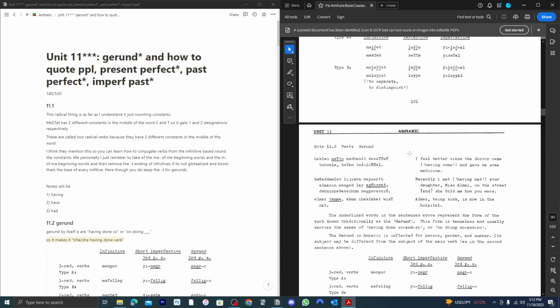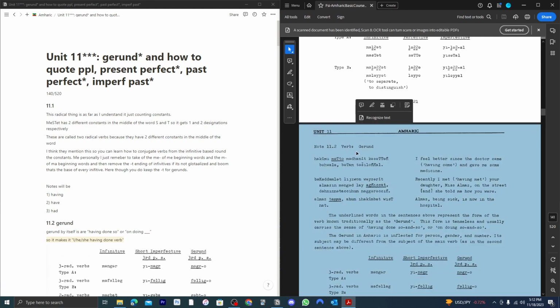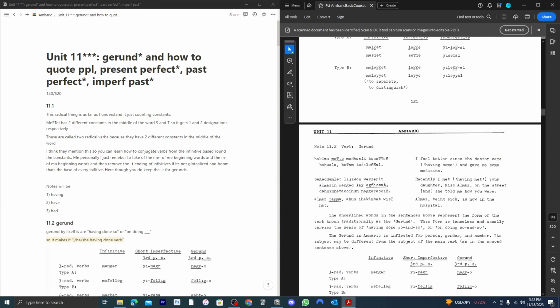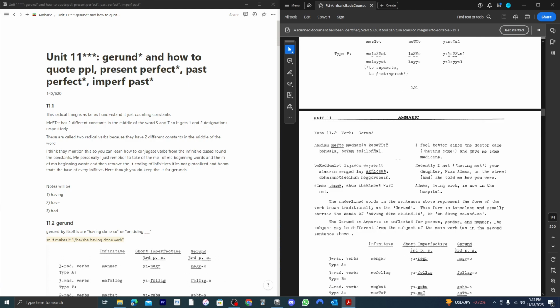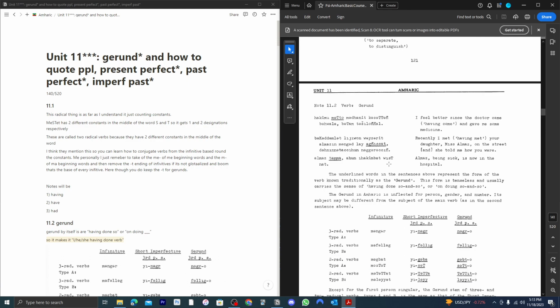So the gerund is basically a way of saying having done this and that, or he or she having, in this case, having come somewhere, or having met someone, or being sick. Then XYZ. So Hikimu meteto. This is an example of the gerund tense. Nadanit kaset in bohala, but anta shalonya. I feel better since the doctor came and gave me some medicine. So that's the idea of what this section is going to be about.